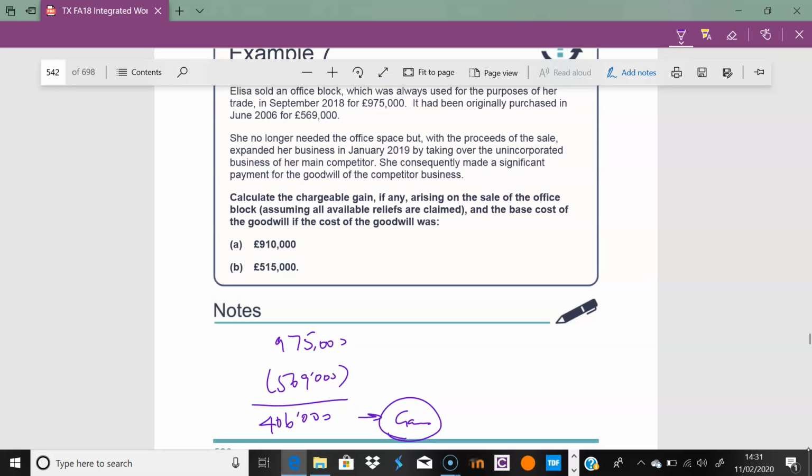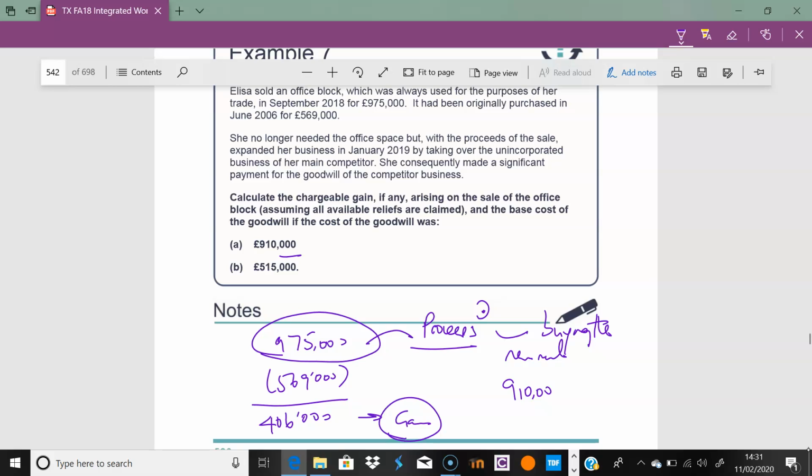So the question is, are we going to be able to defer this gain? We now need to ask, how much of these proceeds did she use in buying the new machine? I'm trying to get the logic, make sure you're happy with the logic. So it says here, let's look at A, that she spends 910,000.